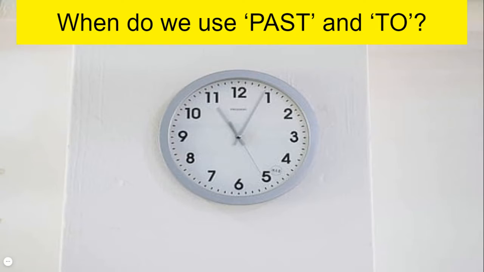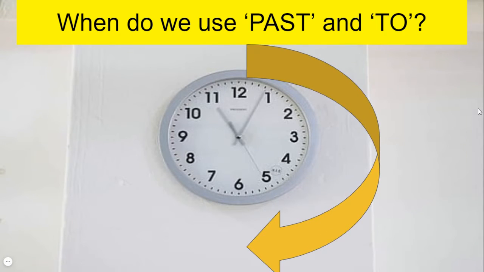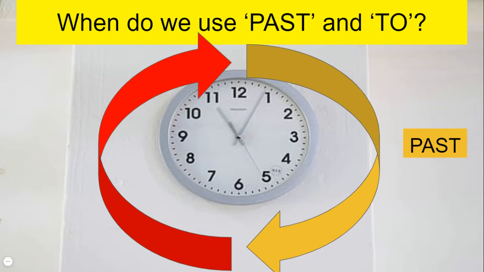When do we use the expressions past and to? If the long hand goes right, we use the word past. If the long hand goes left of the clock, we use the word to. So the word past means over, the word to voor.